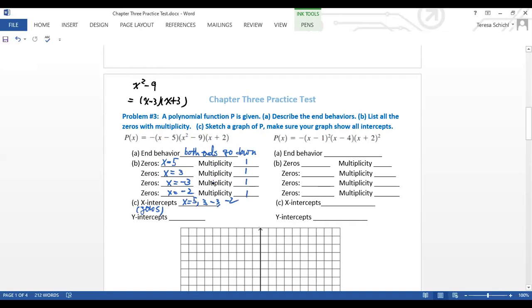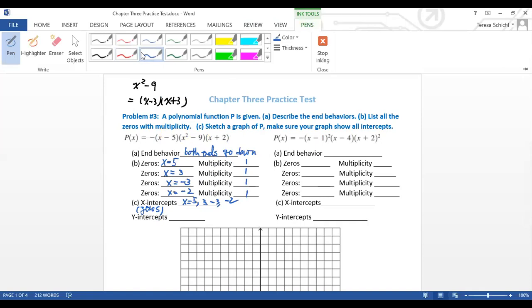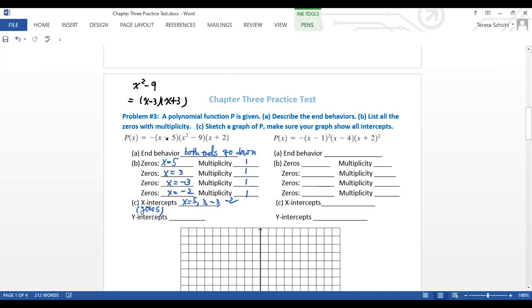Then the y-intercept: you set x equal to 0. If x equals 0, this is negative 5, this is negative 9, this is 2. Negative 5 times negative 9 is positive 45, times 2 is 90, and negative. So the y-intercept is negative 90 here.